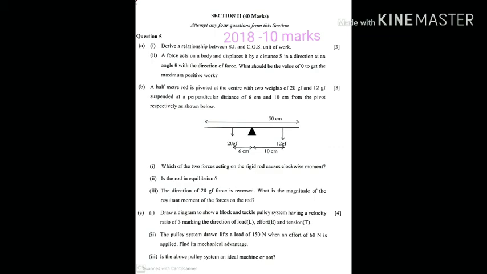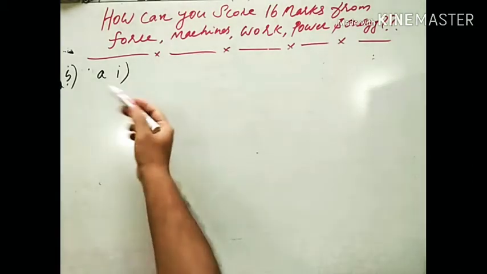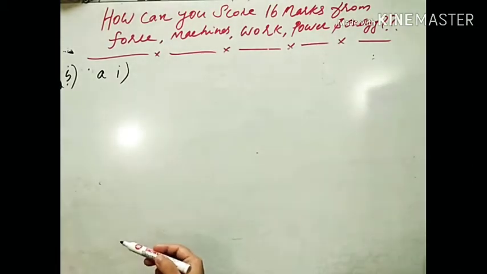It can be some diagram based questions, it can be some numericals or some definitions or units, but 100% 10 marks are sure. All right, so let us go to the solving session. Section 2, question number 5. A1, derive a relationship between SI and CGS unit of work.